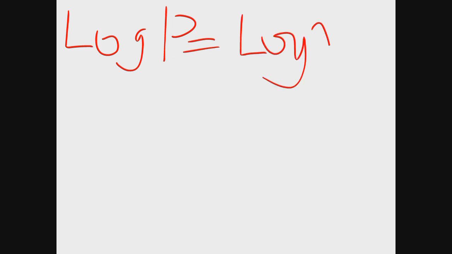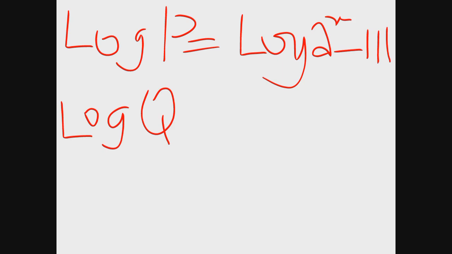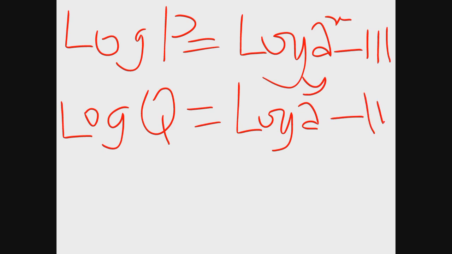That implies that we have log p equals log a raised to power x, and let's call this equation 3. Then we also have log q equal to log a raised to power y, and let's call this equation 4. So we've taken log on both sides like that.